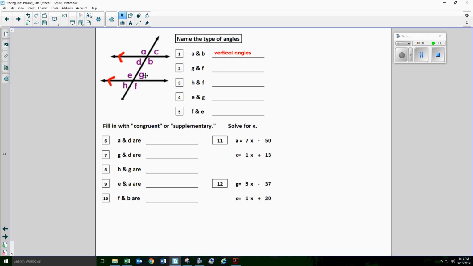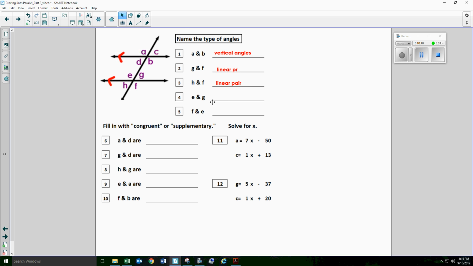Okay, G and F, we should know that forms a linear pair. And you should remember that the linear pair theorem says if two angles are a linear pair, then they are supplementary, which means they add to 180. They have to be adjacent angles as well, which they are for a linear pair, and only two of them. H and F is also a linear pair, which means they're supplementary, which means they add to 180.